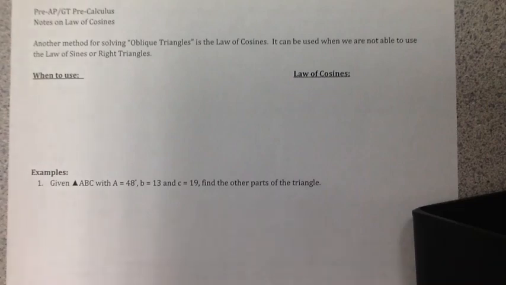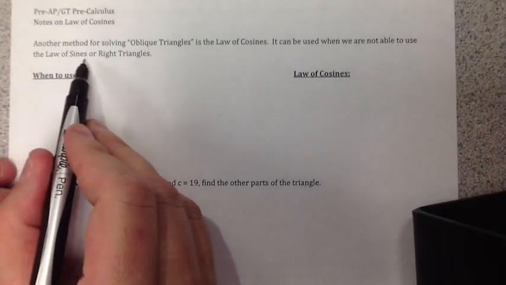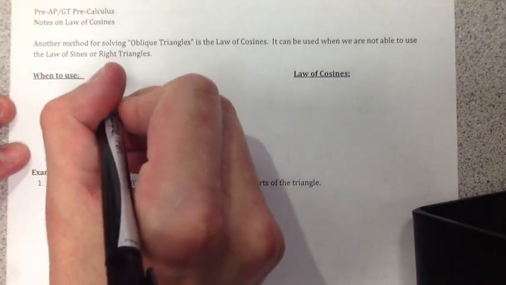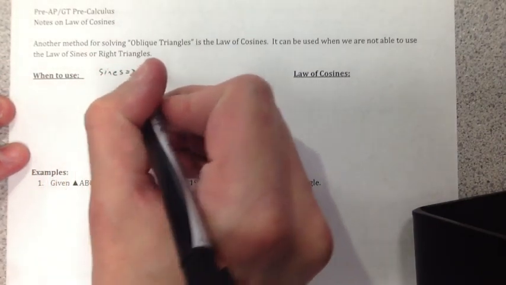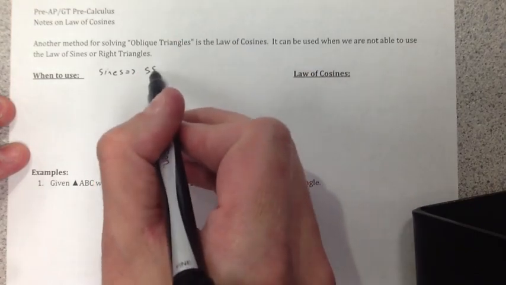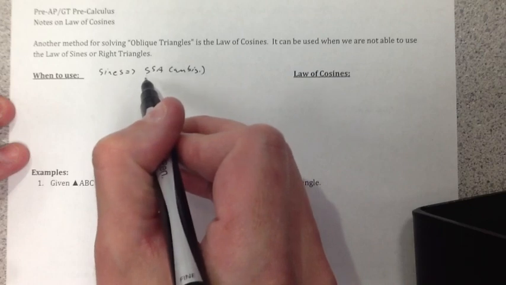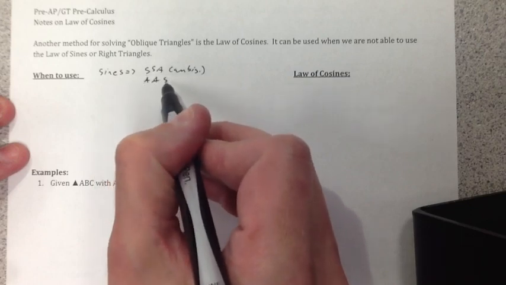We're going to be looking at the law of cosines. Now this is another method we can use to solve for oblique triangles, and it can be used when we're not able to use the law of sines or right triangles. Remember, the law of sines we're always going to use if we have side-side-angle, that's our ambiguous case, or if we have angle-angle-side.